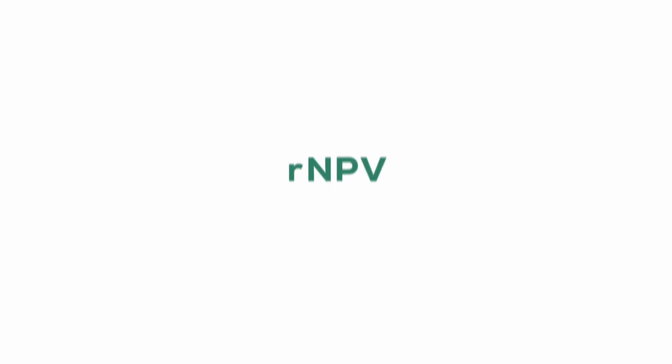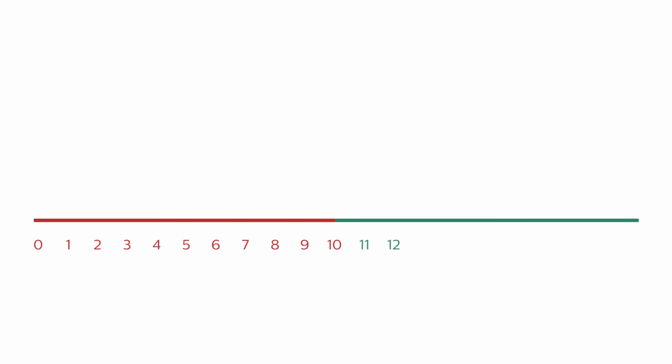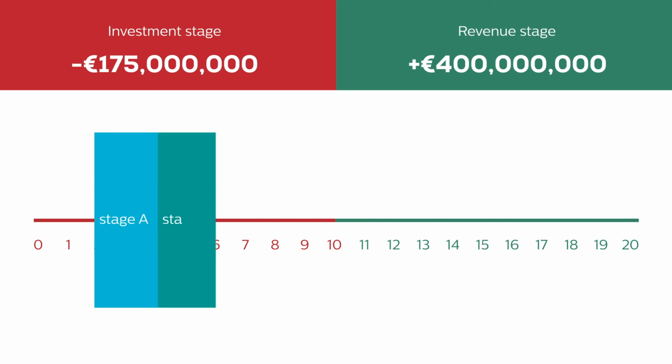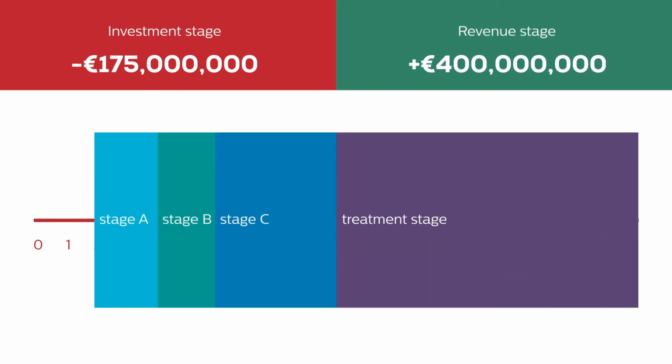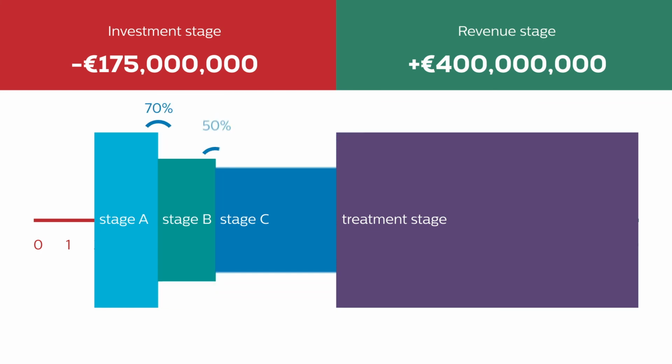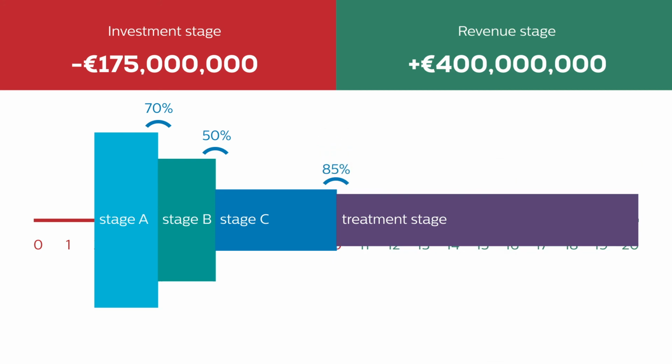To illustrate this, let's look again at our hypothetical 20 years project. And for the sake of simplicity, let's define hypothetical development stages A, B and C, and the patient treatment stage. Let's set transition success rates to progress through these stages at 70%, 50% and 85% respectively. In this example, the chance you will actually successfully pass all development stages to the patient treatment phase is only 30%. To calculate the risk-adjusted NPV, all present values for future cash flows, investments and revenues are first simply corrected for the chance that you'll actually reach that stage.